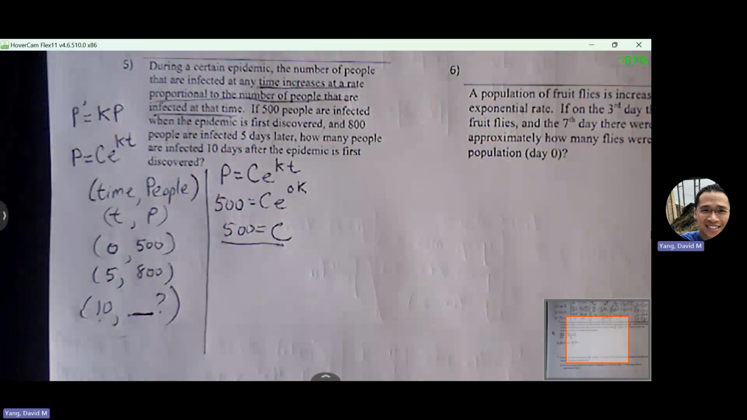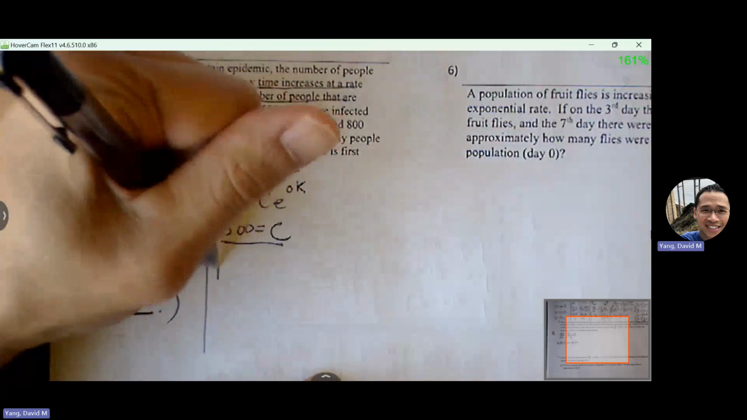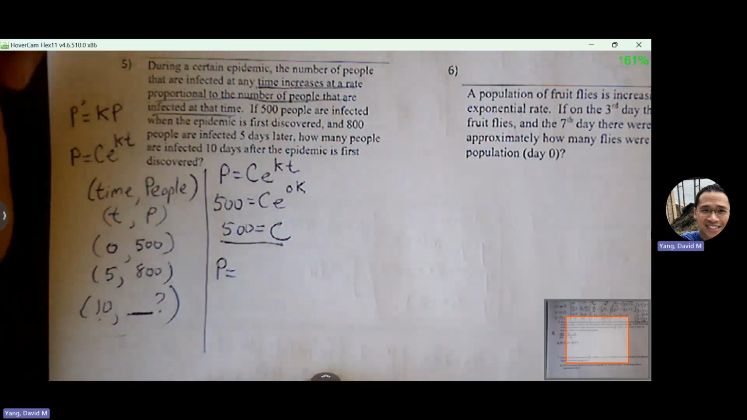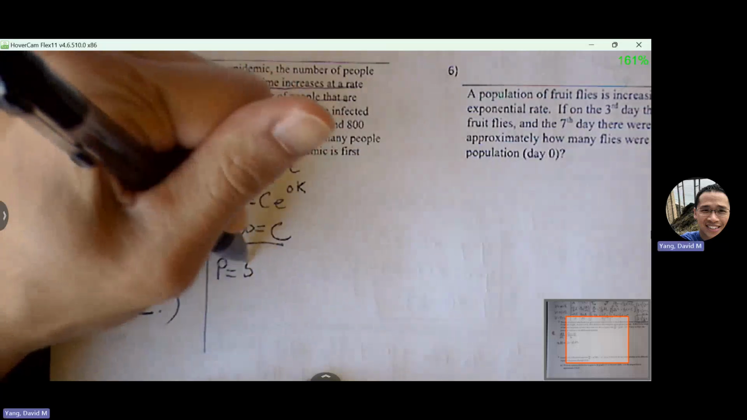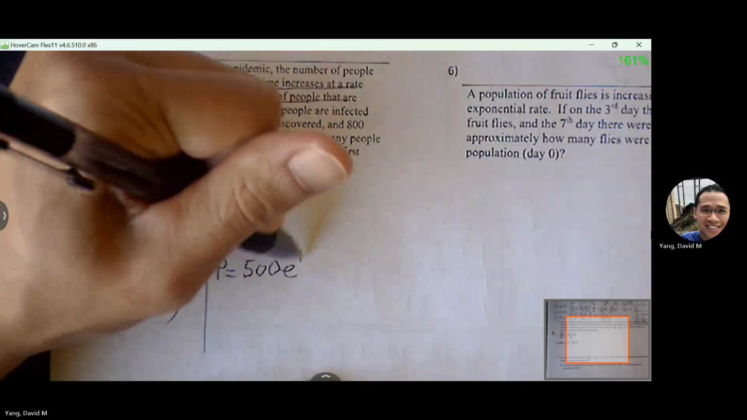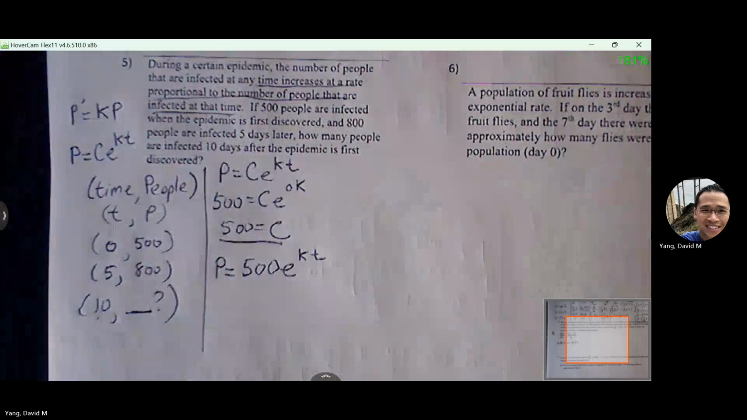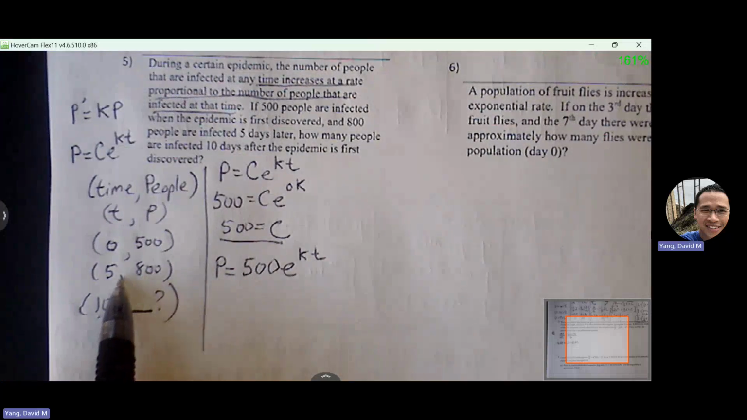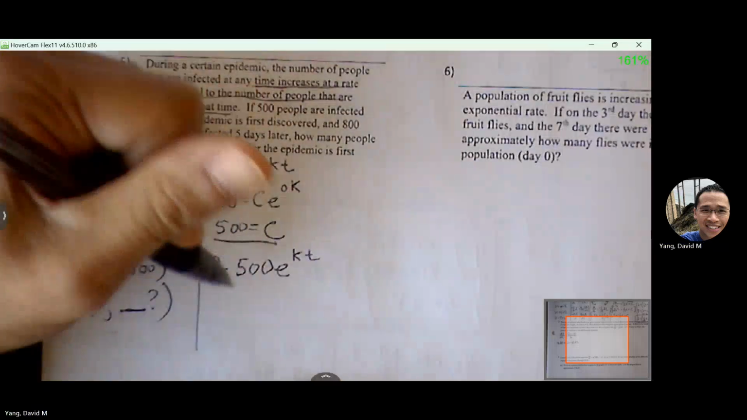Once you have a value figured out, you're going to update your general equation with that updated information, and then continue using more ordered pairs to move forward. So my C value is 500. Now I'm going to take in my second ordered pair, and this should help me solve for my K value.